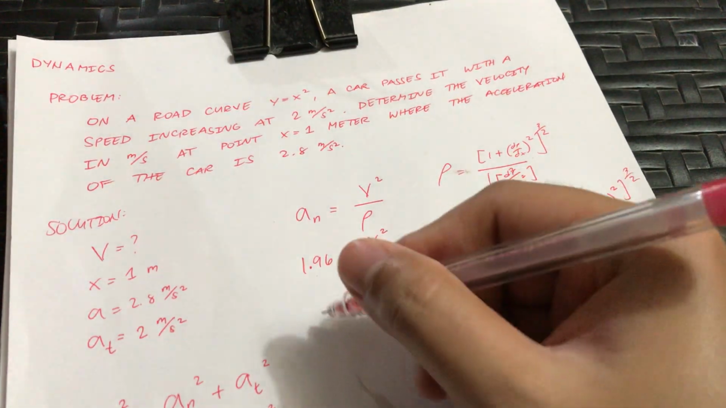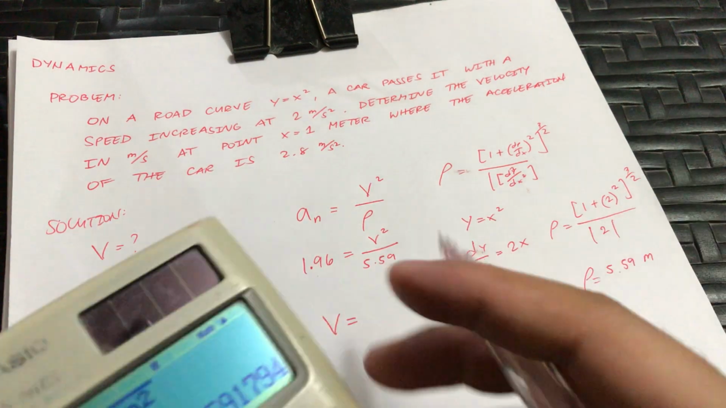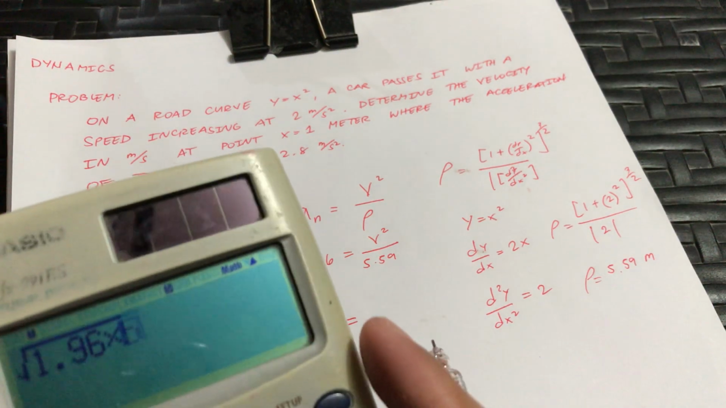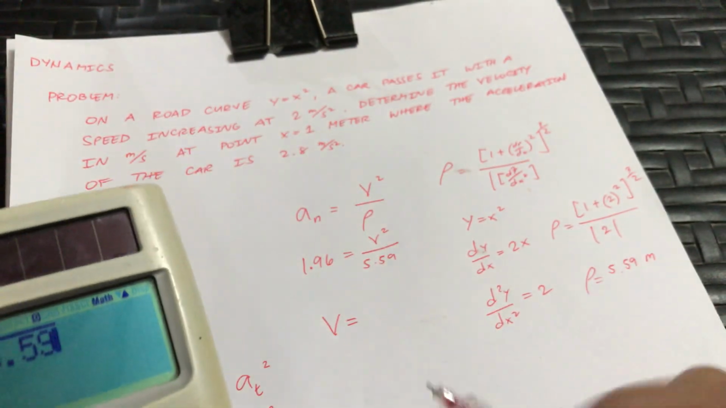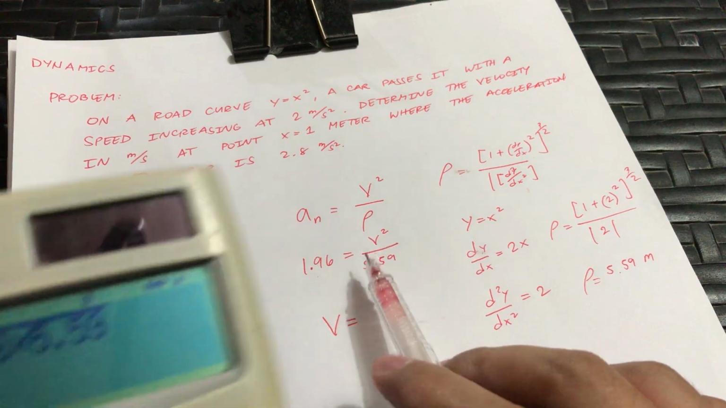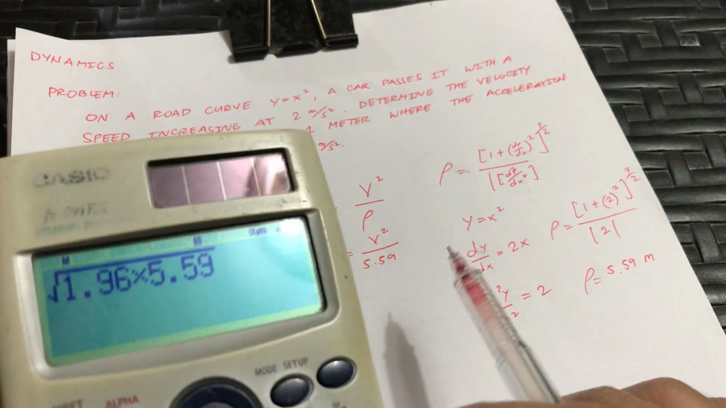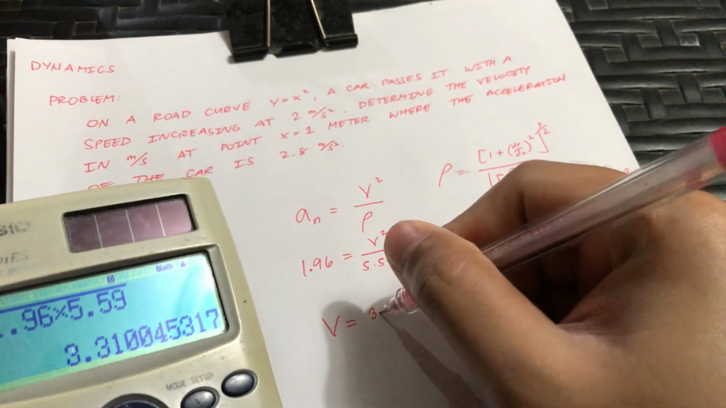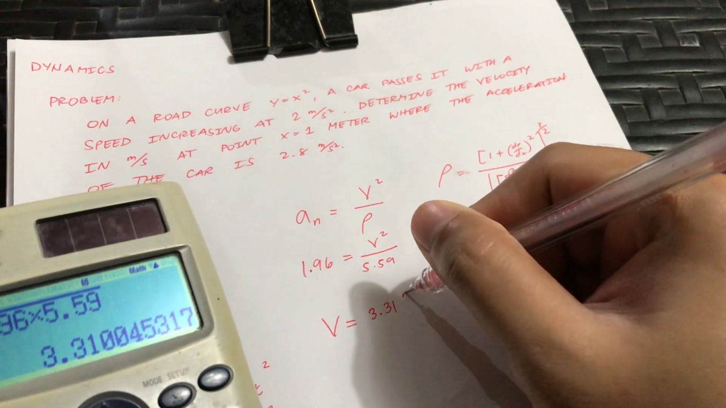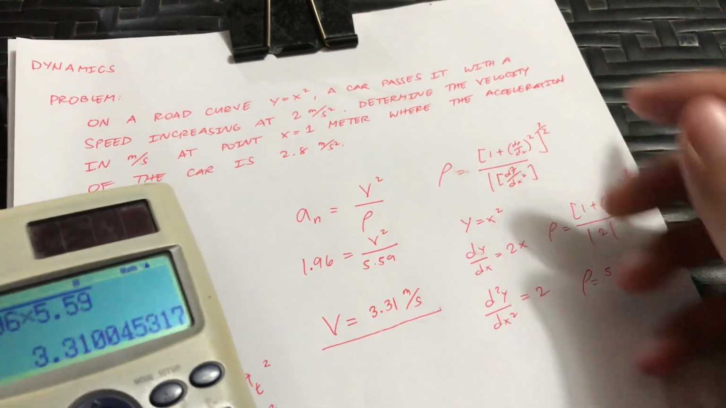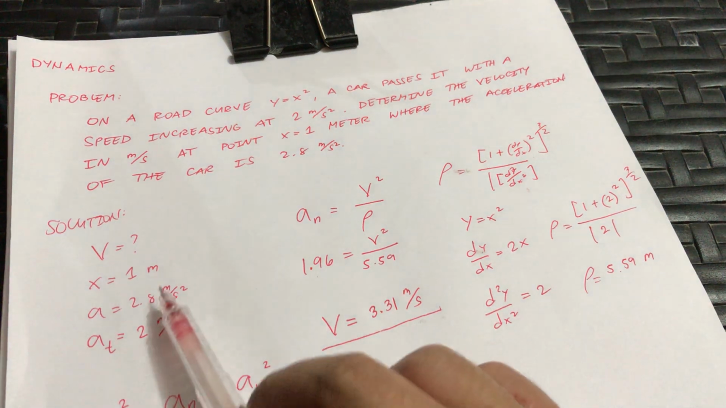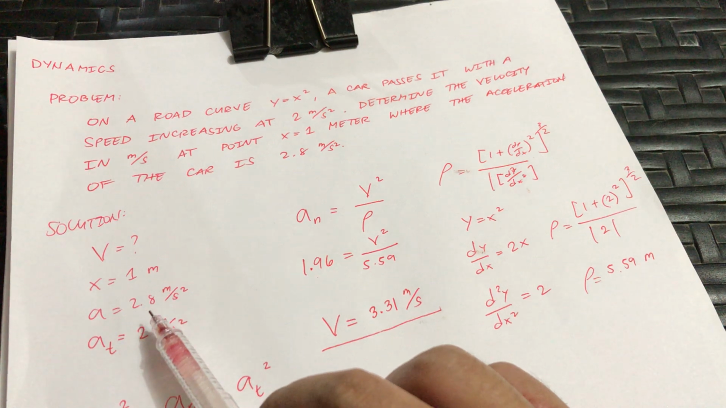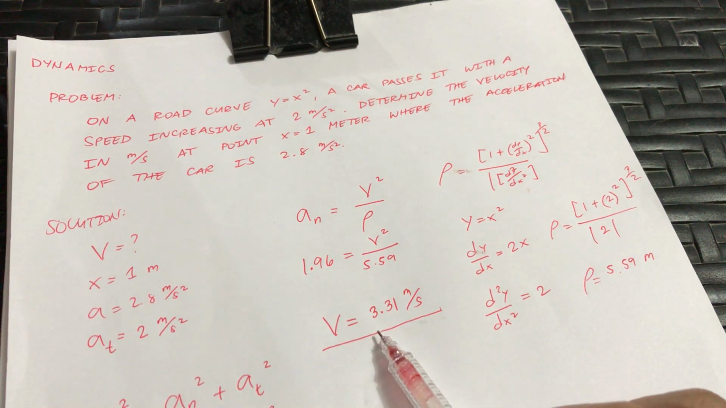Solve for v. So finally we have v would be the square root of 1.96 times 5.59. This is cross multiplied, then square root both sides. So 1.96 times 5.59, then square root. We have 3.31 meters per second. So we now have the velocity of the car at the point where x is equal to 1 meter, where it has an acceleration of 2.8 meters per second squared. So this is now the answer of the problem.